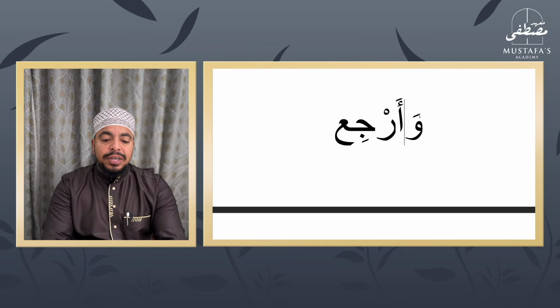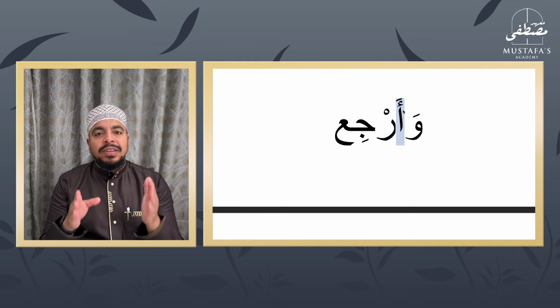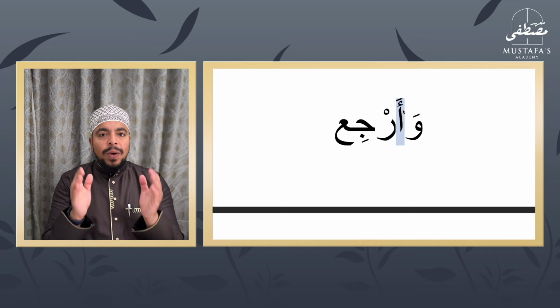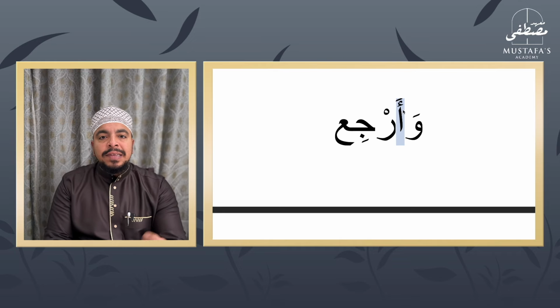What do you say? وأرجع, because the hamza which is found on top of the alif denies its silence. You cannot have it silent. You have to pronounce it as وأرجع. That's how you read. Now, how does this help you? How does this help you?